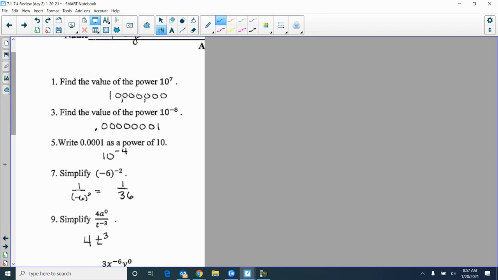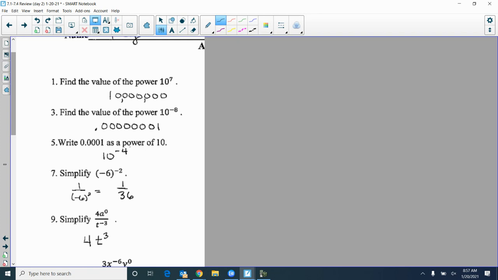And so number 3, there's actually 1, 2, 3, 4, 5, 6, 7 zeros, and then a 1. Okay. Number 5, 10 to the negative 4. All right, number 7, double, triple check your answer. It's positive 1 over 36. Okay, positive 1 over 36. Now here's why, because it's negative 6 to the negative 2nd power.